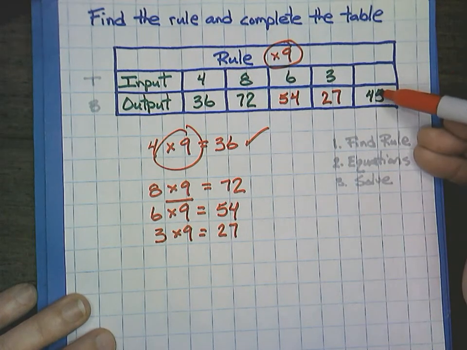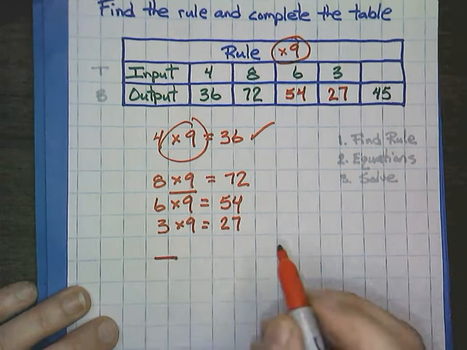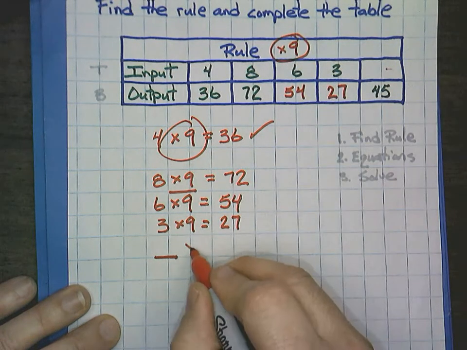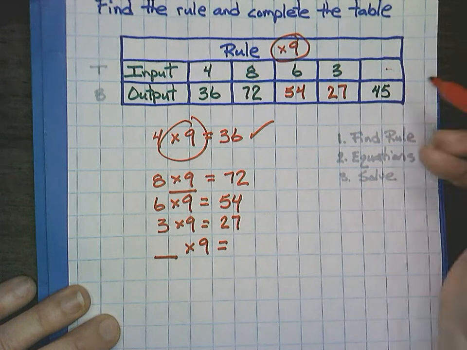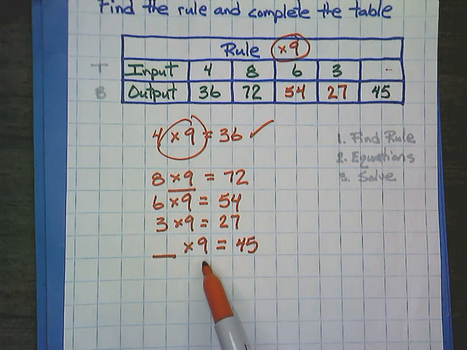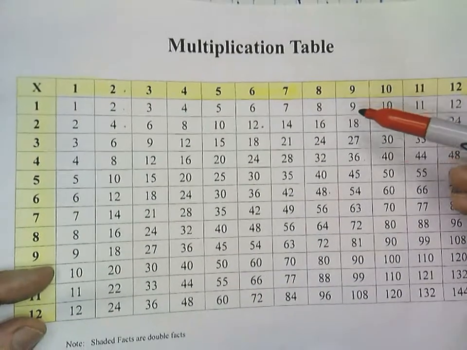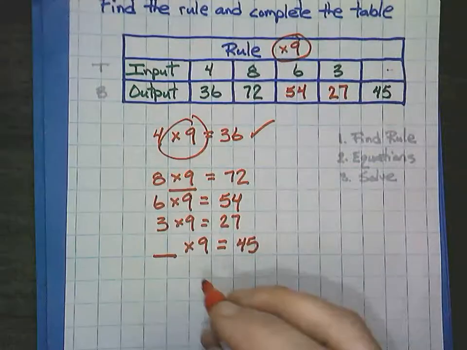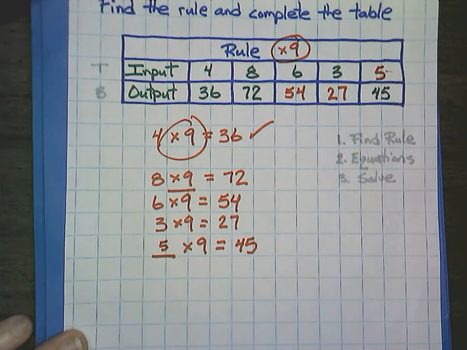For here, I don't have my input, so I'm going to write this as blank. There's your blank. But then my rule, times 9, and I do know what it equals. It equals 45. I can use my knowledge of multiplication here. I have 9, and if I multiply that by 5, so my missing number here would be 5.